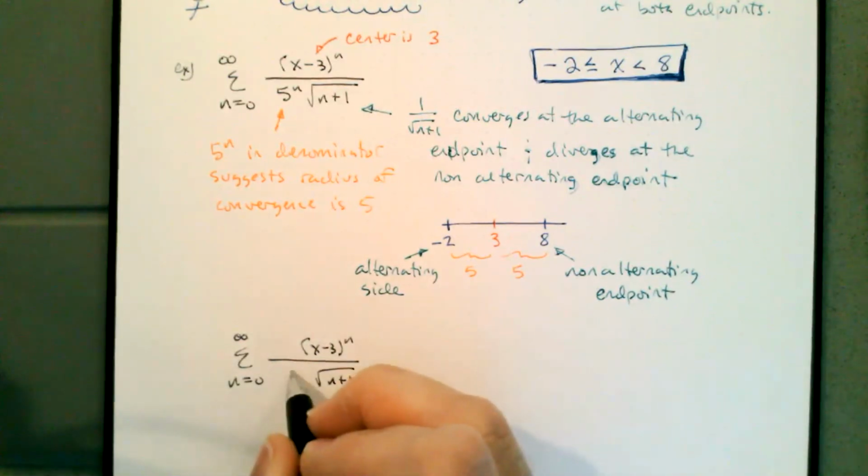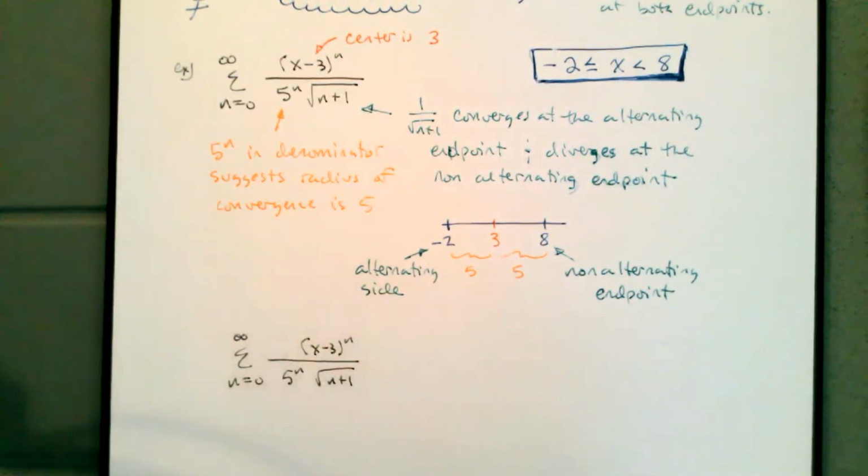Then, oh hey, 5 to the n. Okay, the radius isn't 1 anymore. Instead of going from 2 to 4, we're going to drop that all the way down to a radius of 5, so negative 2 up to 8. Negative 2 is still in because of the square root of n plus 1 in the denominator. On the alternating side, it will be in for conditional convergence. On the other side, the non-alternating side, it's going to be divergent because of the p series.